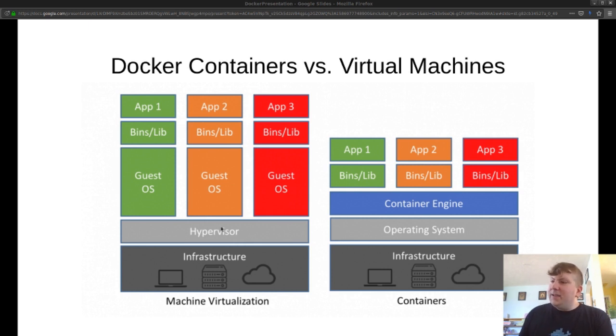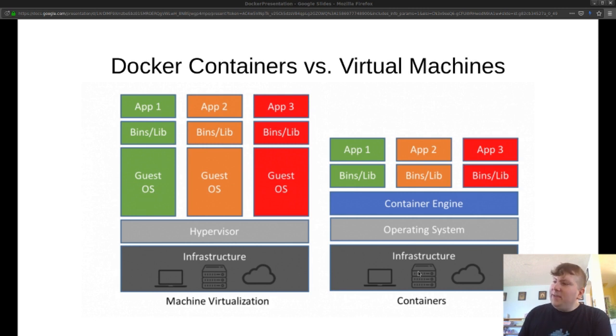And inside of that hypervisor, you're going to define a VM, and on that VM, you're going to install a guest operating system, and then you're going to install the binaries and the libraries that you need to run your application, and then you're going to install your application. You can do that as many times as your hypervisor has resources to support. So you can run as many VMs as your machine is capable of running.